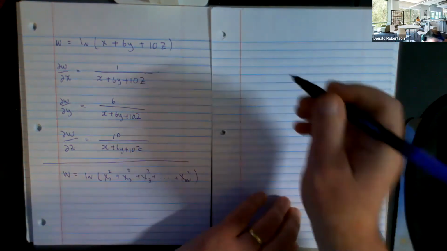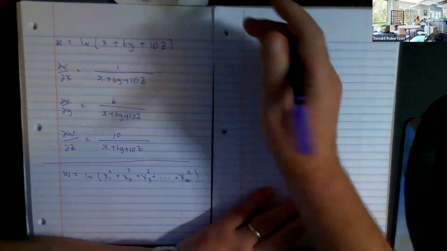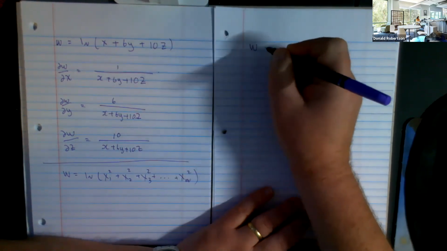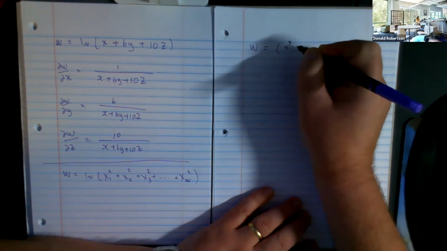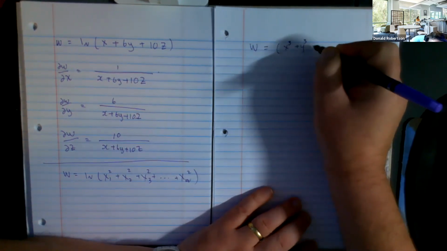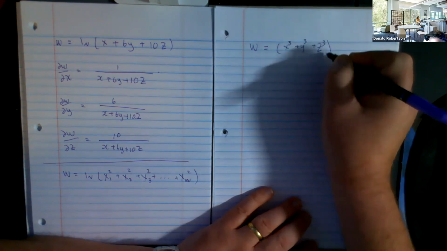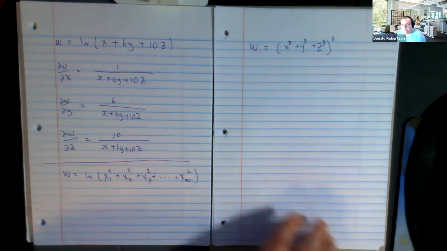I just made this one symmetric, by the way, just to make my life easy, in case you're curious. Right, let's do a symmetric one in 3 variables. So w is going to be x cubed plus y cubed plus z cubed squared.